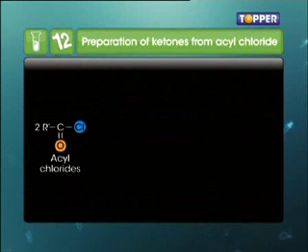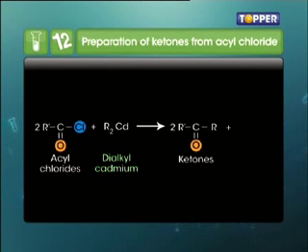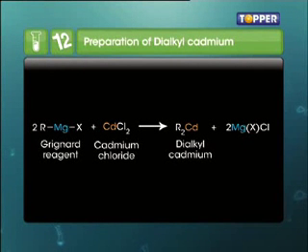Now that we are done with preparing aldehydes, let's move on to ketones. How can they be prepared from acid chlorides or acyl chlorides? Let's find out. Ketones can be prepared by reacting acyl chlorides with dialkyl cadmium. Dialkyl cadmium is prepared by the reaction of cadmium chloride with Grignard's reagent.